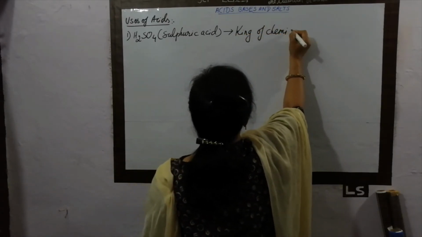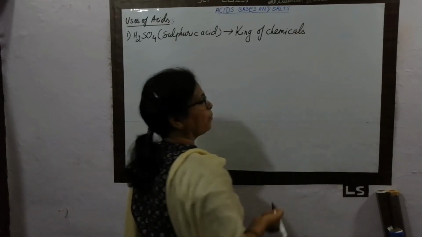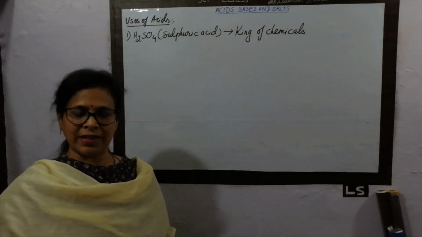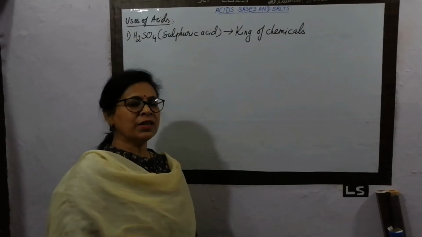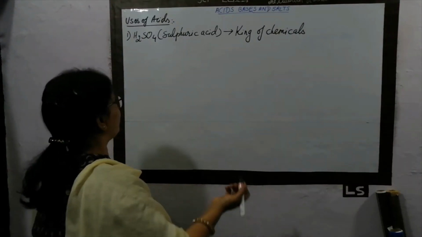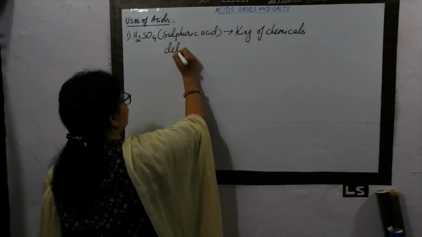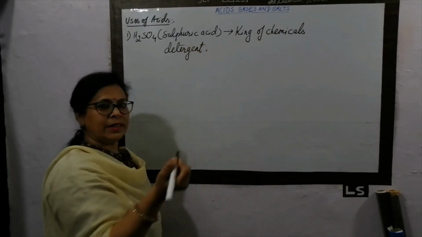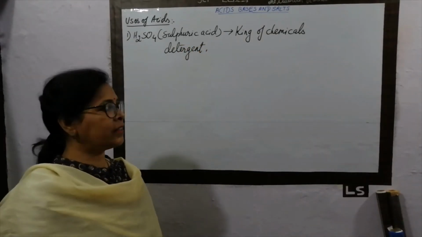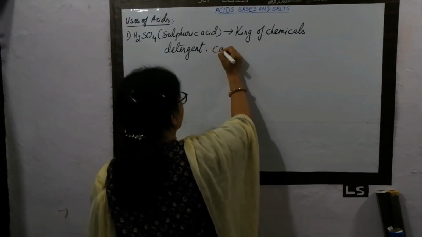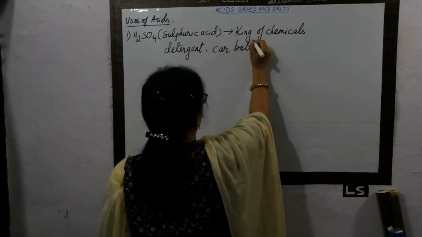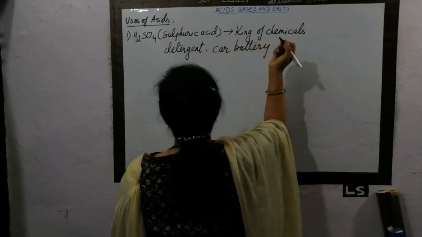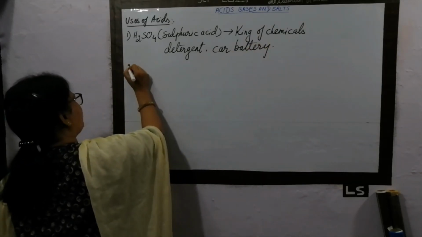King of chemicals. Okay, there are lots of uses of this acid, but what are the important uses? This acid is used for making detergent. You know very well what is the detergent. It is used to make the detergent. Then car battery. Lots of uses are there. We are able to write them, but we must write only a few.